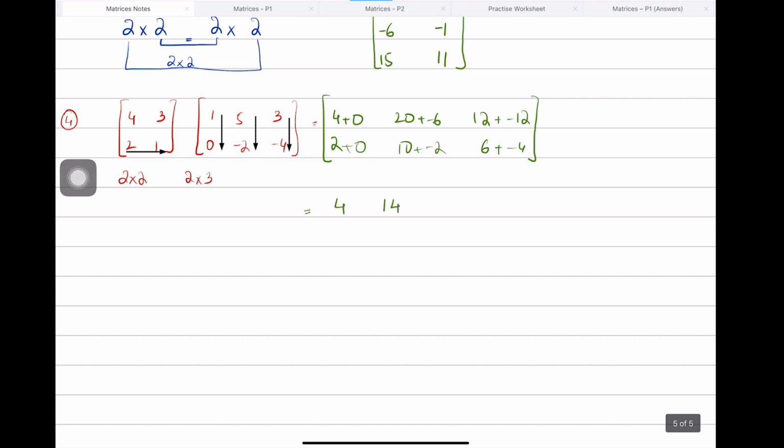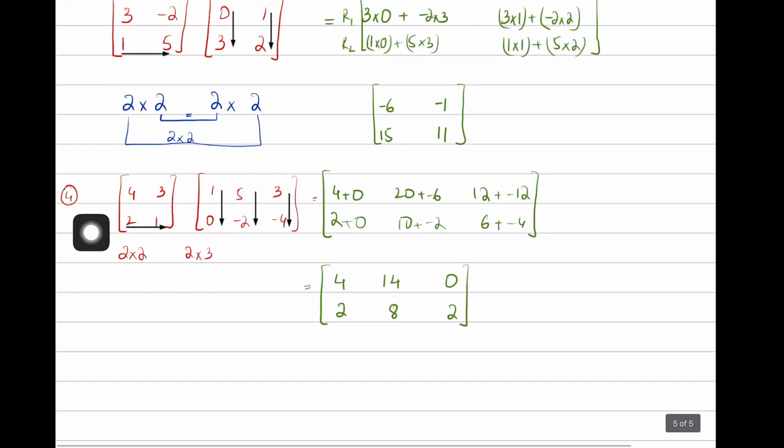20 minus 16 is 4, 20 plus minus 12 is 0, 2 plus 0 is 2, 10 minus 2 is positive 8. I was about to write negative 8. That could have cost me the 1 mark this question could have been out of. 6 plus minus 4 is 6 minus 4, which is equal to 2. And there you go. This is your final answer.